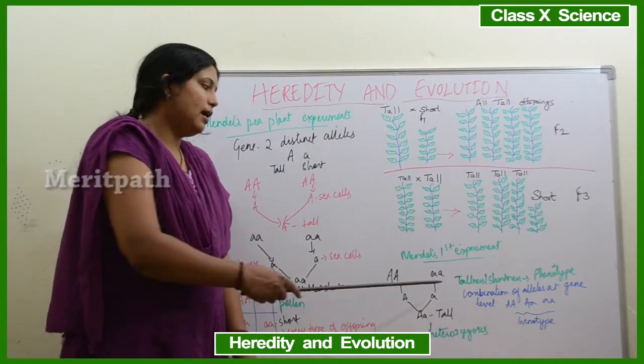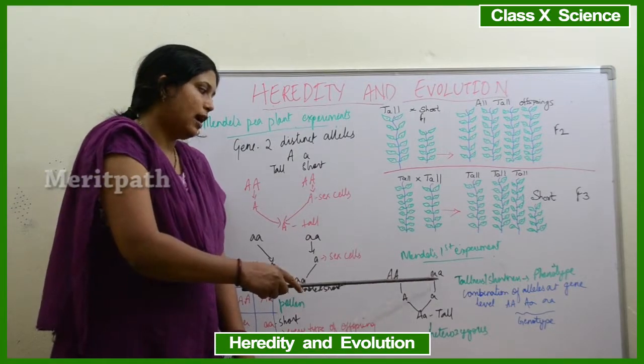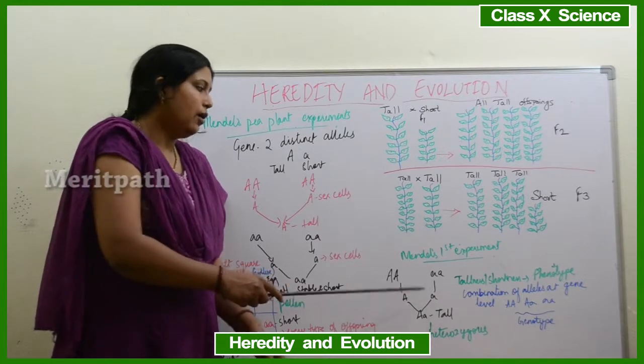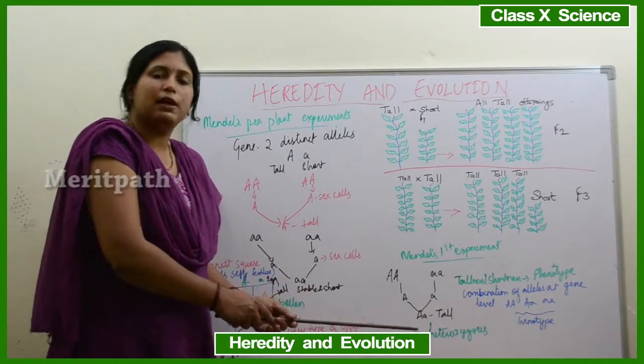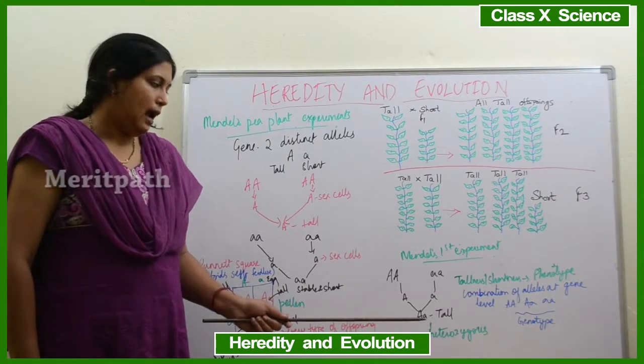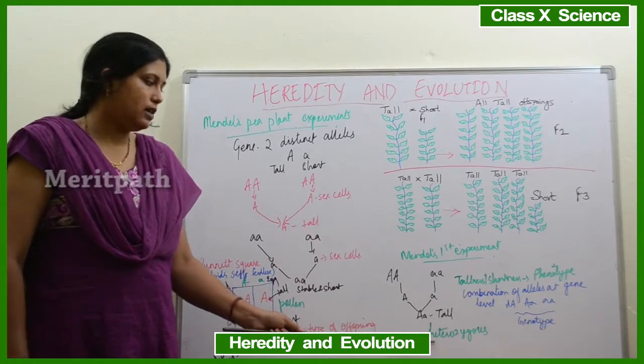Capital A and small a: the tall and the short parent plants were fertilized, and each reproductive cell will have a single gene. When they were fertilized, all the hybrid variety produced were tall, that is capital A small a, tall, and this is known as heterozygous. Zygous is zygote, hetero is different.